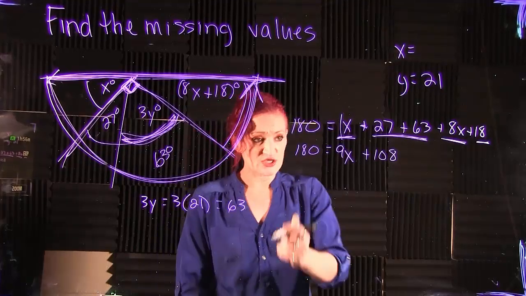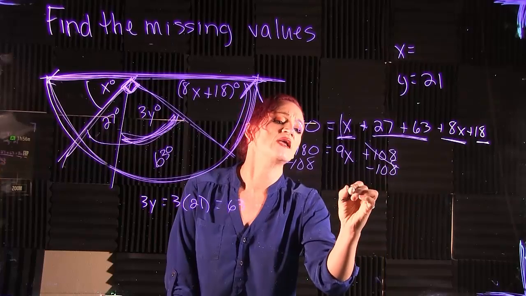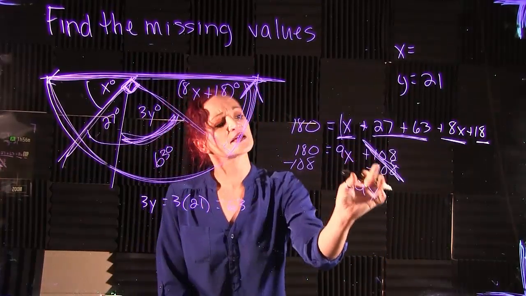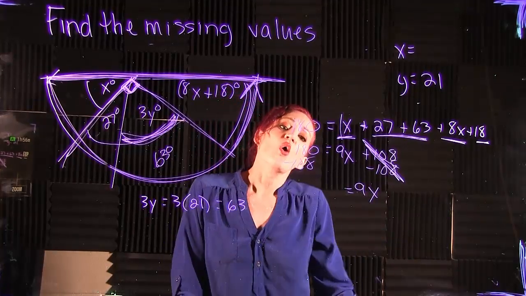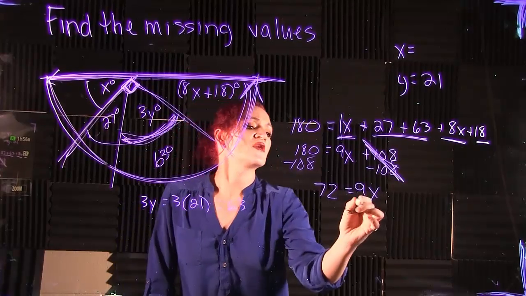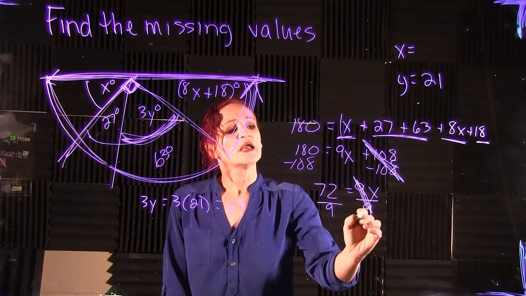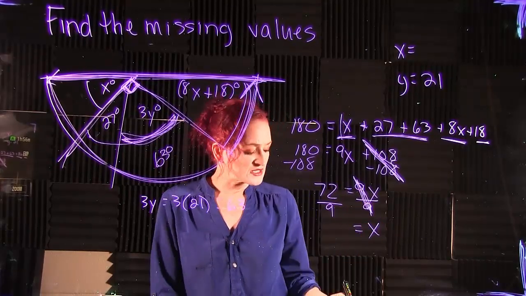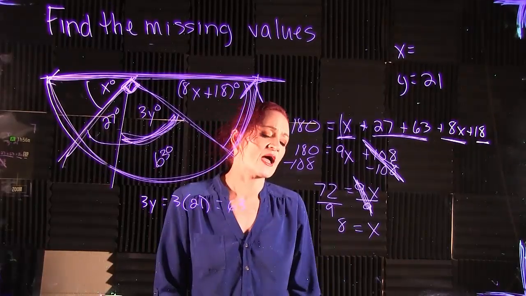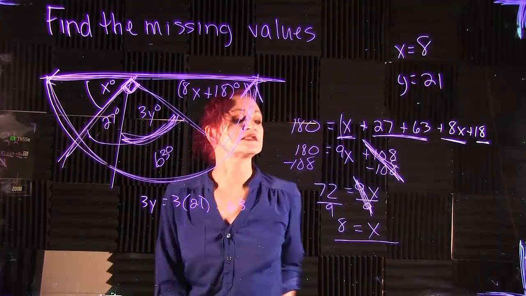Let's finish solving this equation and subtract 108 on each side. That cancels the 108 on the right, letting us drop down that 9x. 180 minus 108 gives us 72. Then let's divide out our coefficient on each side, canceling the 9, giving us that x is equal to 8. 72 divided by 9 is 8. So we now know that x is equal to 8.